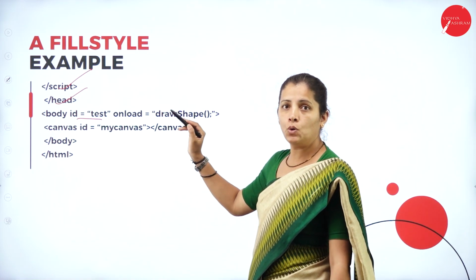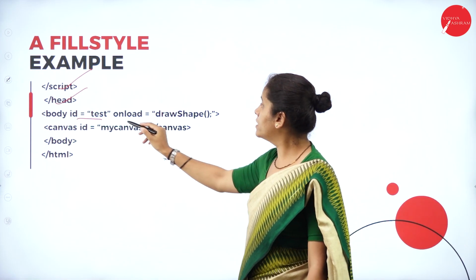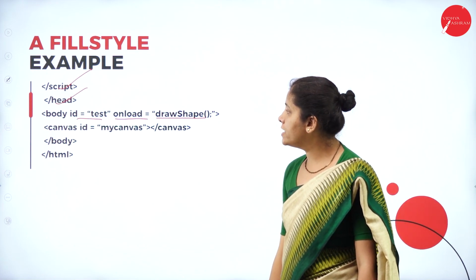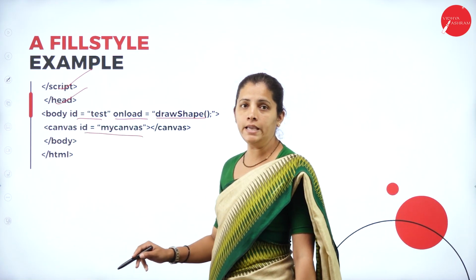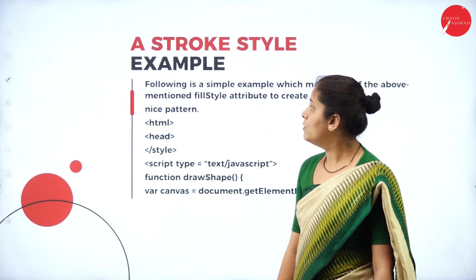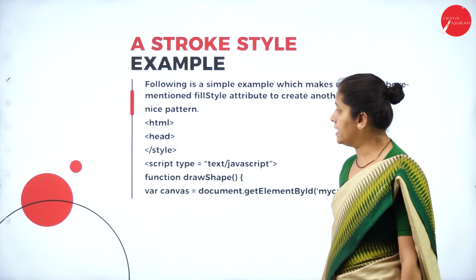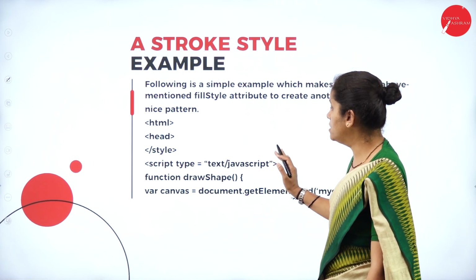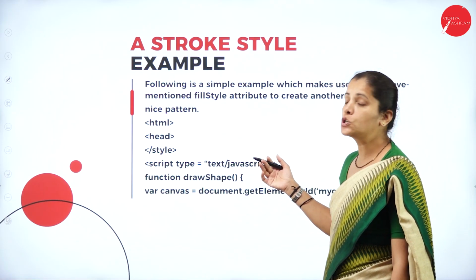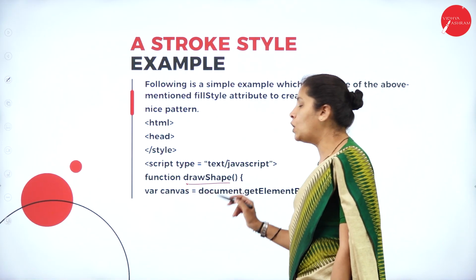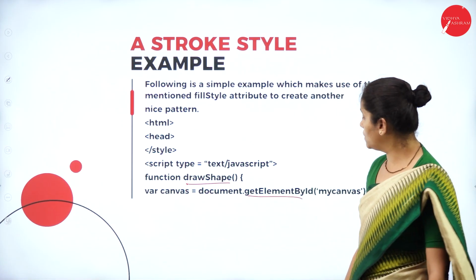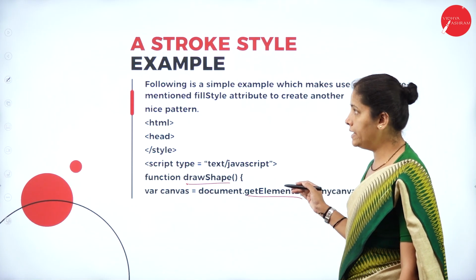When I load the page, so it is onload, I'm going to call a method called drawShape, and I'm creating the canvas ID. I'm going to close the body and close the HTML. Fine. If I consider stroke style, it is the same code, same procedure. Instead of calling fill style, I'm just going to call stroke. So I have a method called drawShape. To get the canvas ID, I have a method called getElementById.